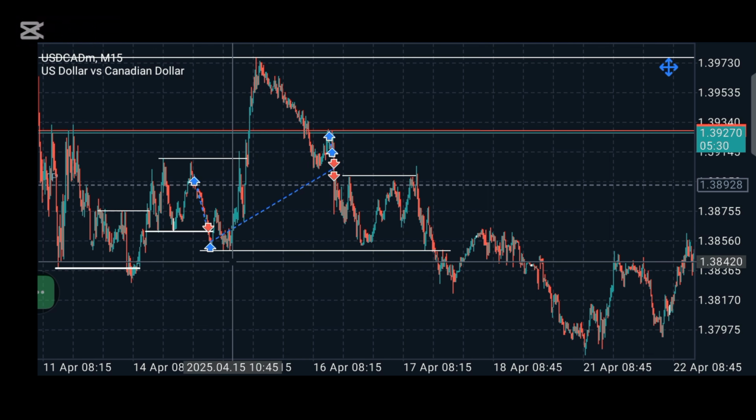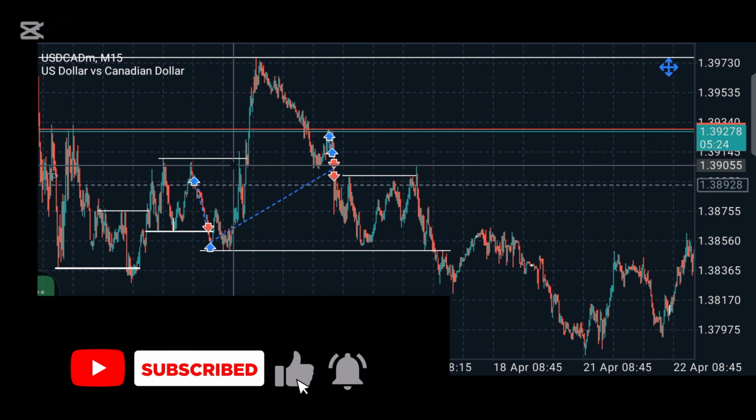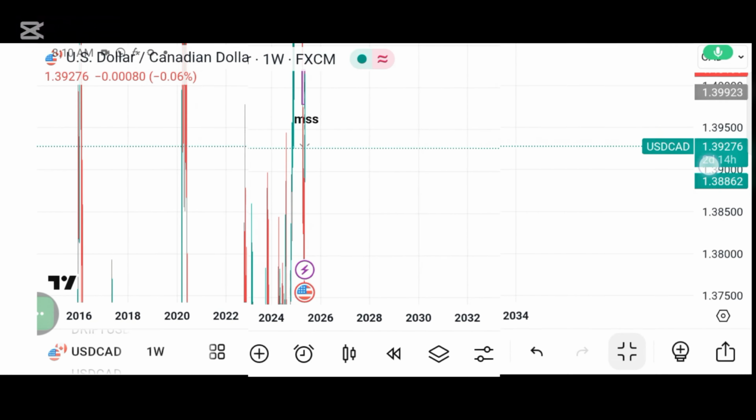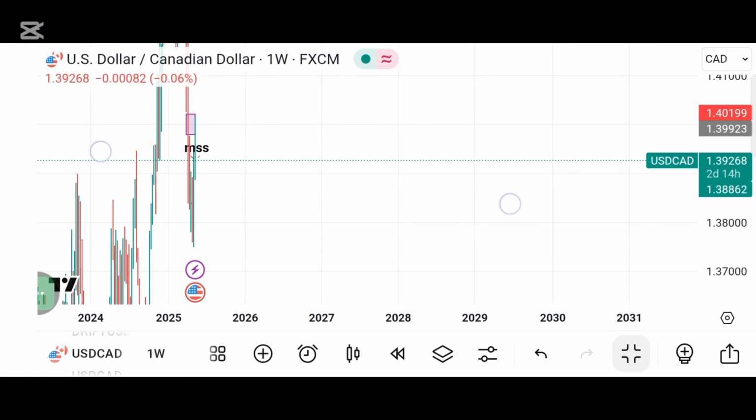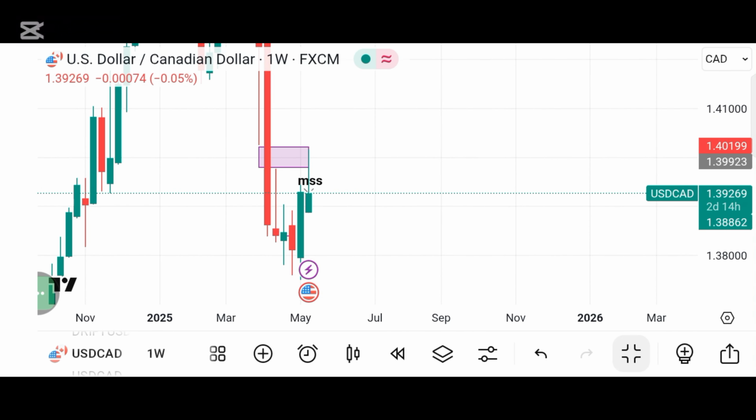I was trying to buy to the weekly point of interest, so I already had that place marked out in my mind. So let's go back to the analysis. Back to the analysis, I said on the weekly time frame I already have this FVG marked out. This very FVG marked out here.